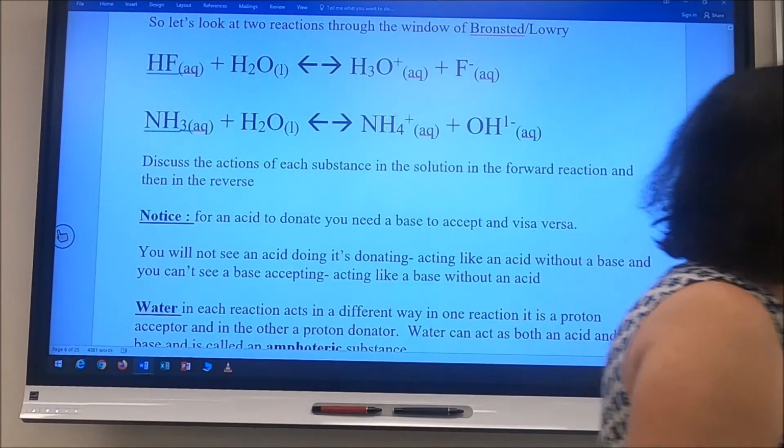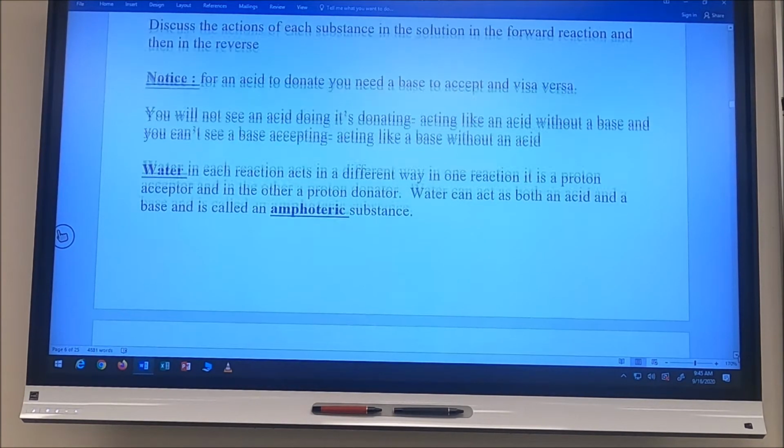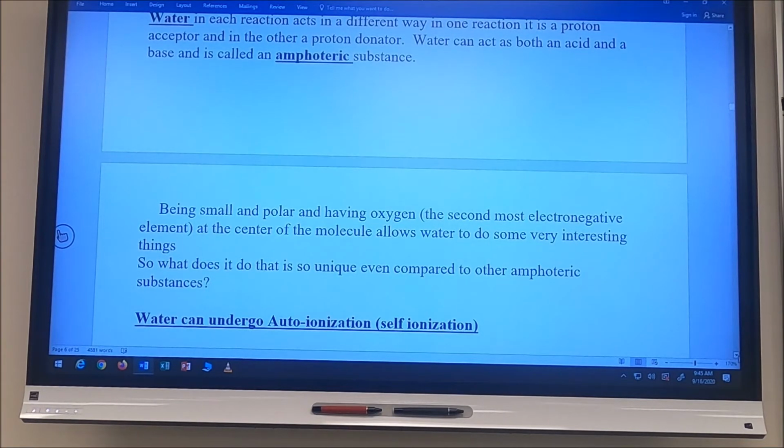Okay? Water, because it can act as both an acid and a base, is referred to as an amphoteric substance. Any substance that can act as both an acid and a base, accept a proton and donate a proton, is amphoteric. Being small and very polar and having an oxygen, the second most electronegative element on the periodic table, at the center of a water molecule, and having two lone pairs of electrons and two hydrogens attached to the oxygen, makes water incredibly unique, okay, and is one of the reasons why water is amphoteric.